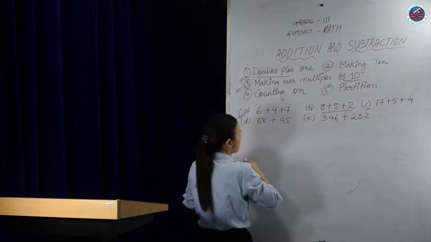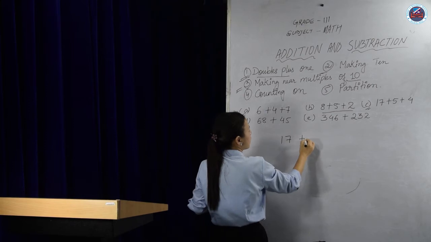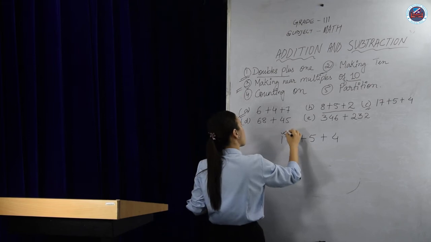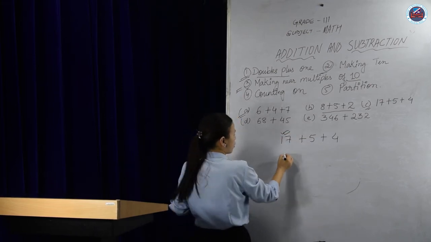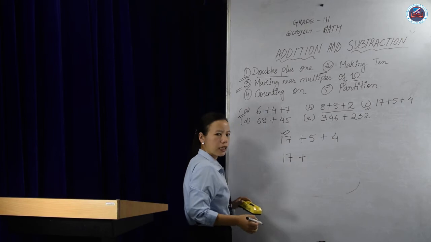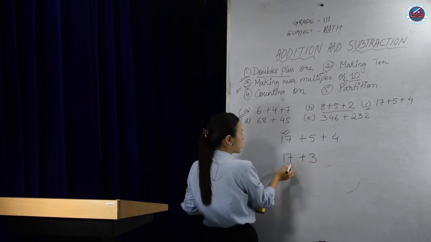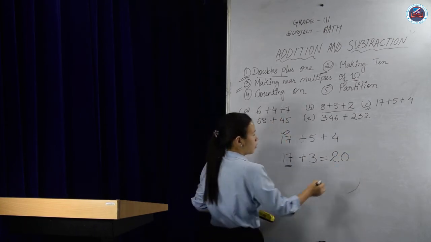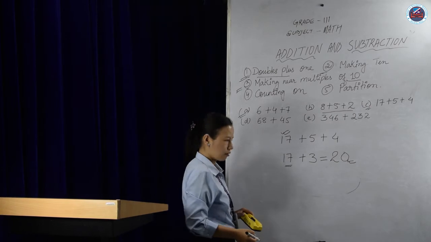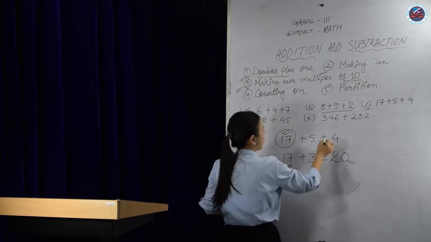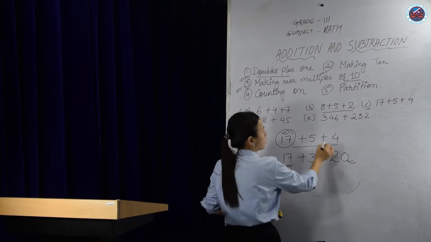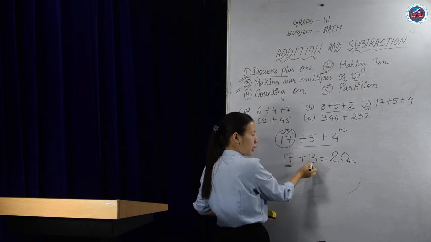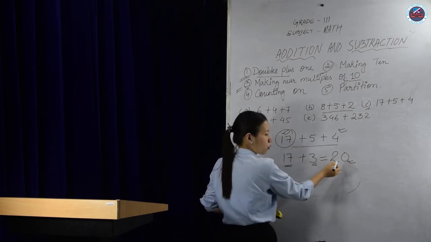That is 17 plus 5 plus 4. Now here, what is this first number? We have 17. We know that if we add 3 more to this 17, we get our sum as 20, which is the multiple of 10. So over here, when we look at this 3, we find this 4. 4 is 1 more than this 3. That is 17 plus 3 is 20.